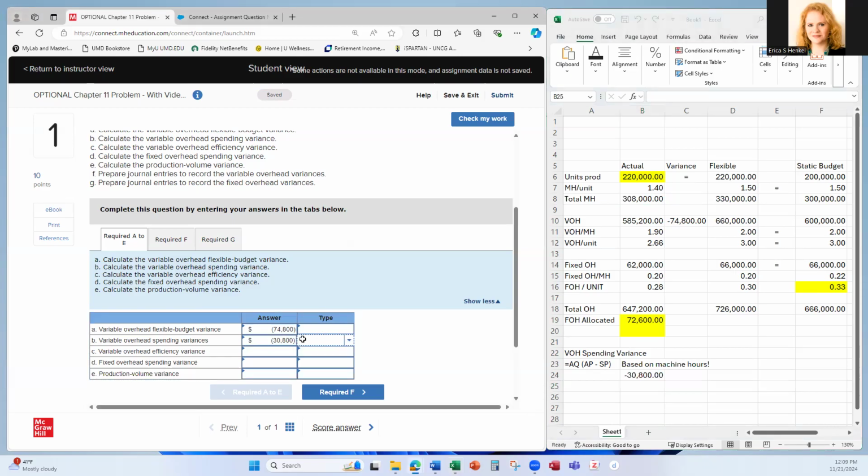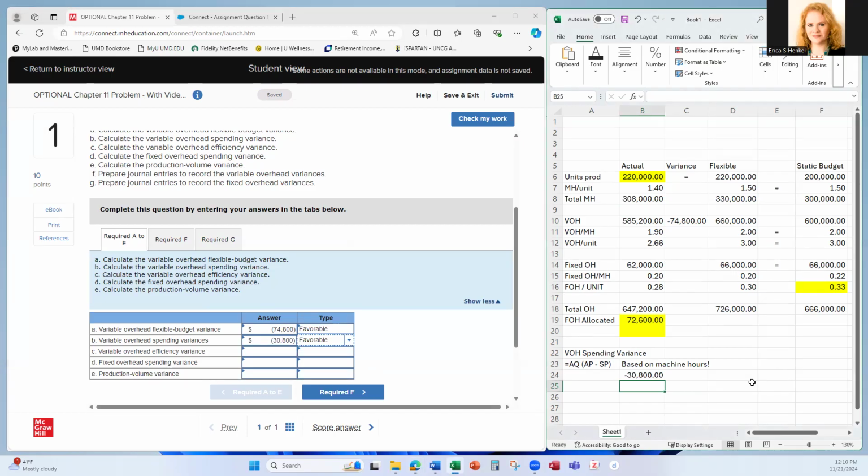By the way, looking at this, if we budget an amount and we have less than that amount, so our actual variable overhead was less than our flexible, that is going to be favorable. And same thing here, our overhead spending variance, if we incur less than expected, that's favorable. Okay, so we've got that one now.